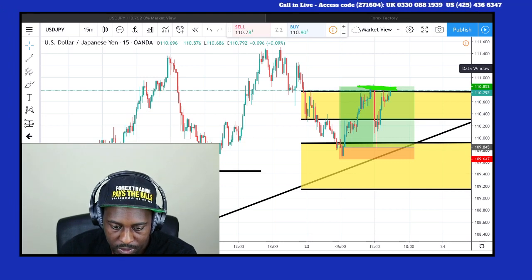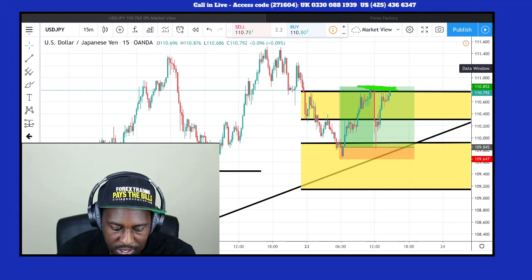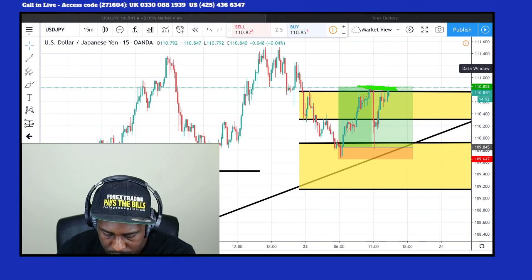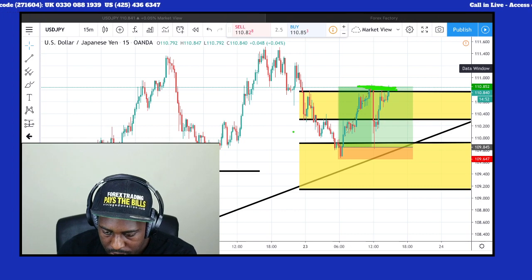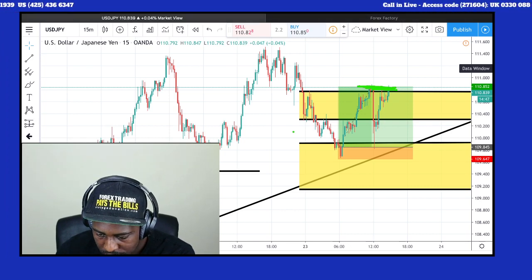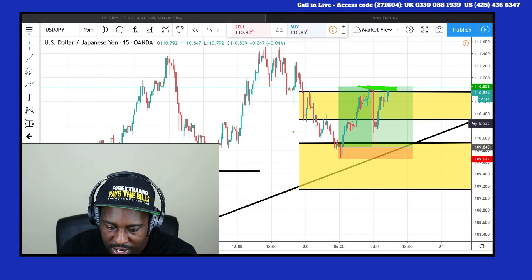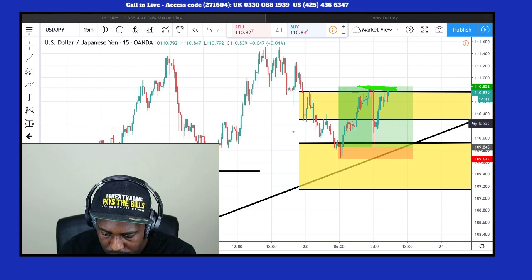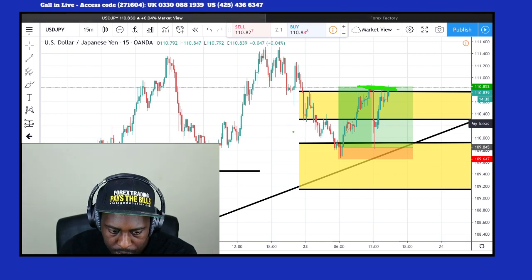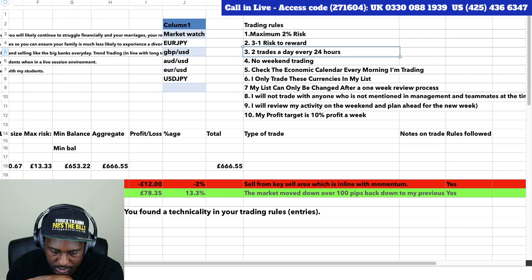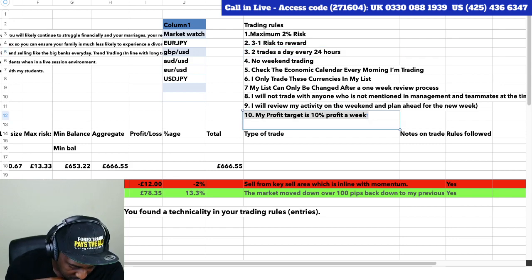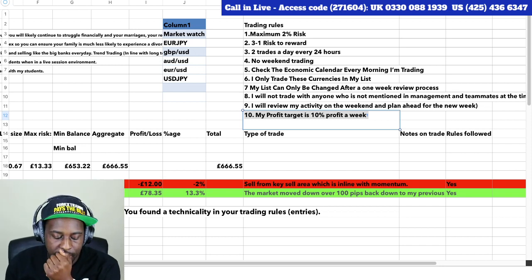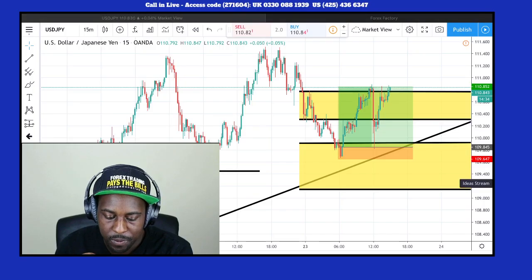And based on the way we're doing things right now, let me do this. Based on the way we're doing things right now, look at this. 10% profit target. Trading week could be over. 10%, that's it. Okay? One trade.